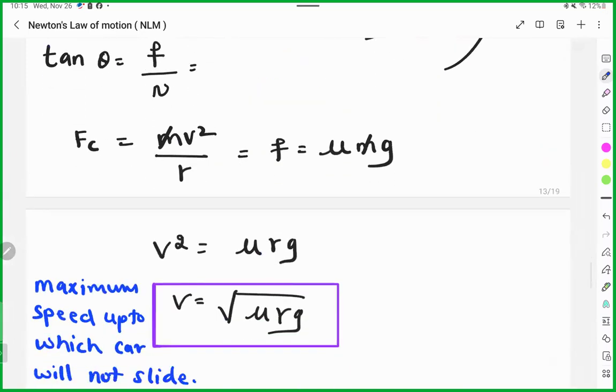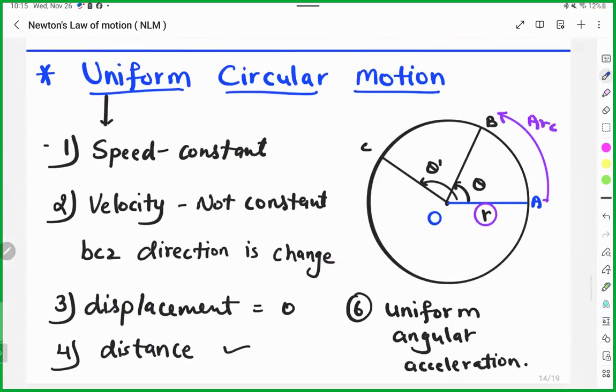This banking of road, I'll tell you later. First, I'll tell you the basic understanding of uniform circular motion.